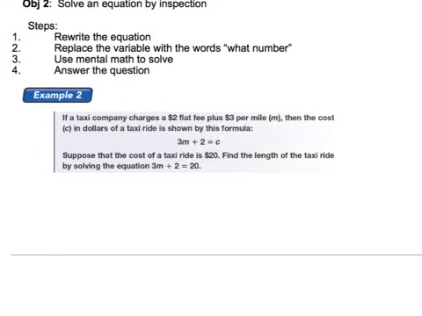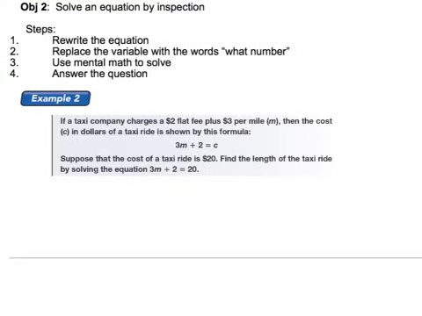So here's example 2. If a taxi company charges a $2 flat fee plus $3 per mile, they're telling us our miles are represented by the letter M. Then the cost, they're telling us the cost is represented by the letter C. And dollars of a taxi ride is shown by this formula. Okay, this means $3 times how many miles you drive plus the $2 you have to pay to get into the cab equals how much you pay, equals the cost.